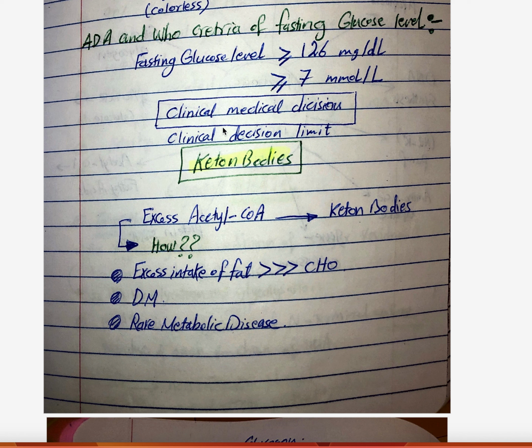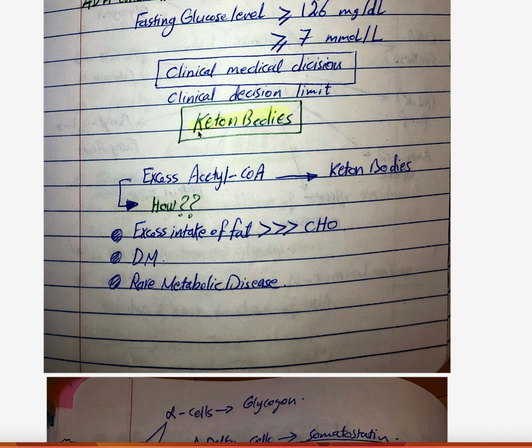So when I said fasting glucose level more than or equal to 126 milligram per deciliter, or more than or equal to 7 millimole per liter, they have the same value. That means this patient is diabetic and we should deal with the patient as soon as possible. Then we go to the ketone bodies.